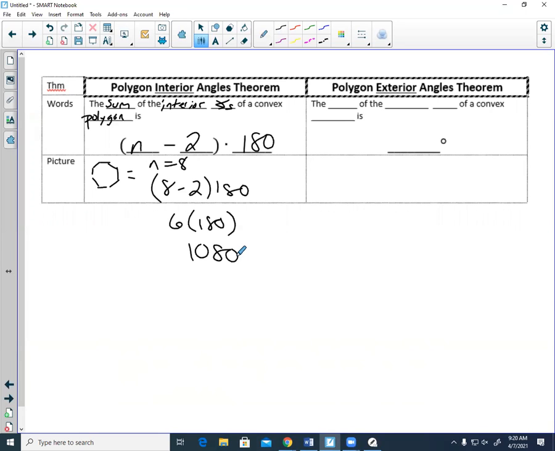Now this is going to turn out to be a big deal later. Right now it's not that big of a deal because it seems like a pretty rinse and repeat kind of thing, right? You count the number of sides, you subtract 2, you multiply by 180, you move on, everything's great.